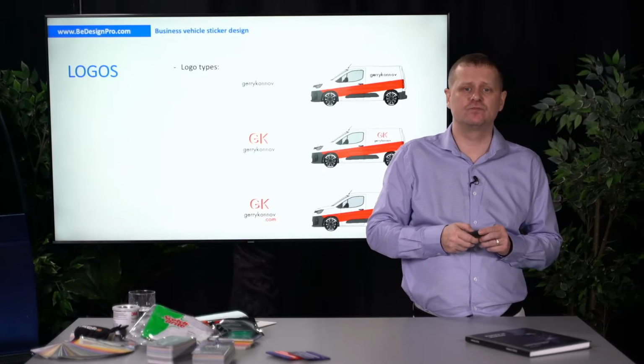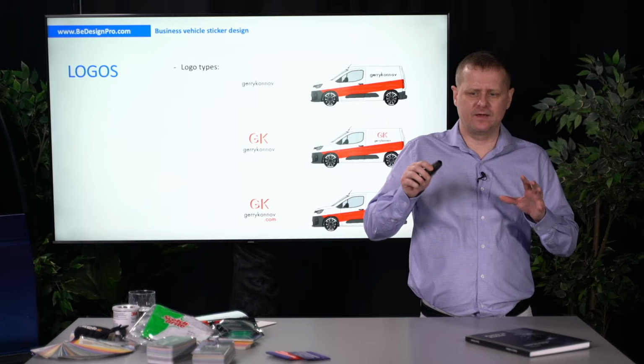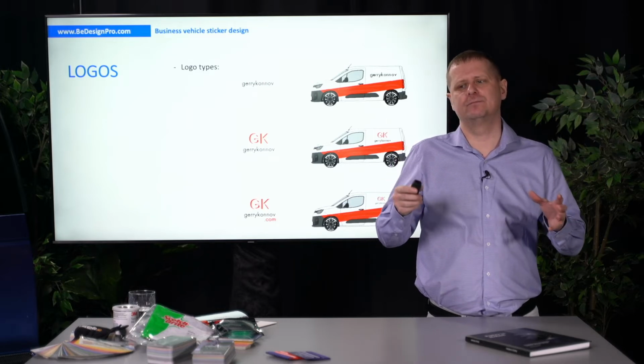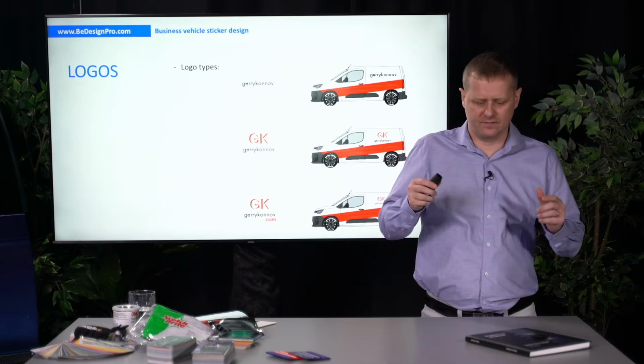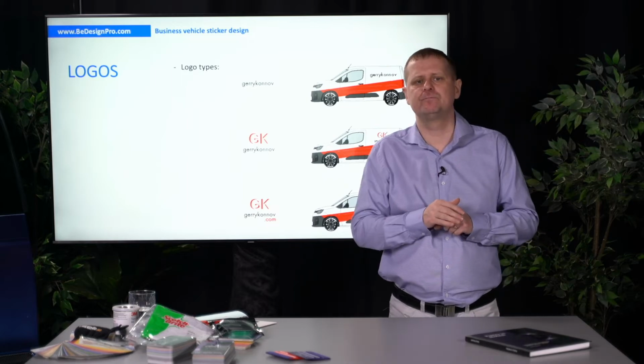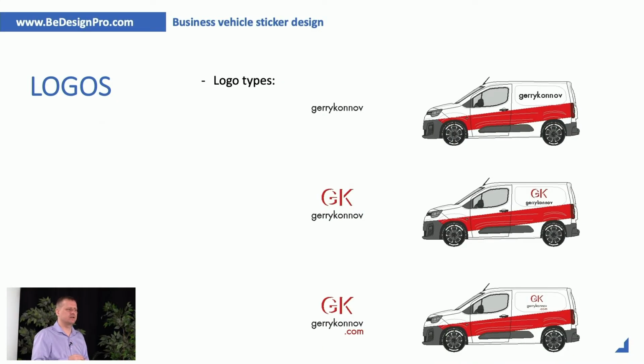So, logos. First, let's see how logos are mostly created. There are three groups. First one is a text logo. There is only, like in my example, a text. Kerikonnov, that's it.